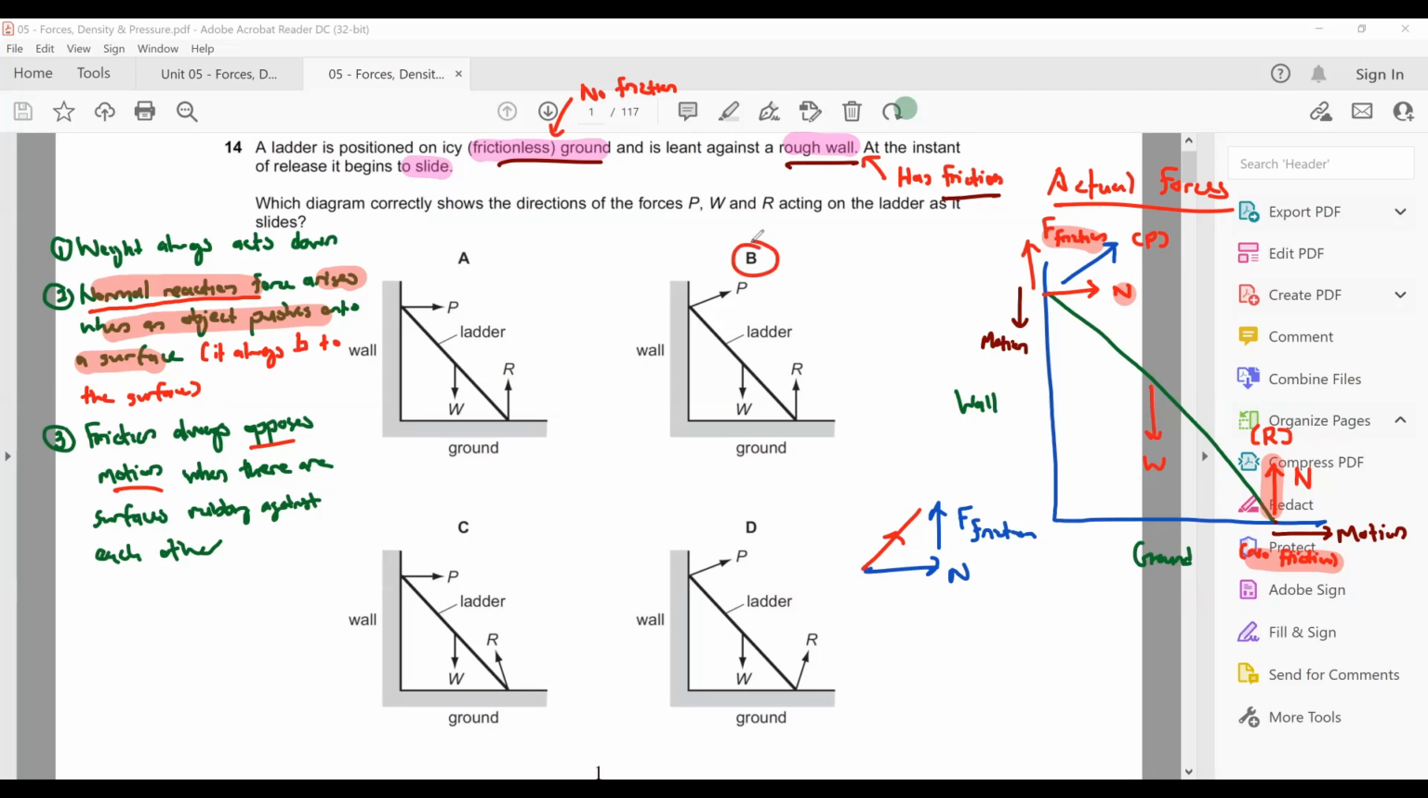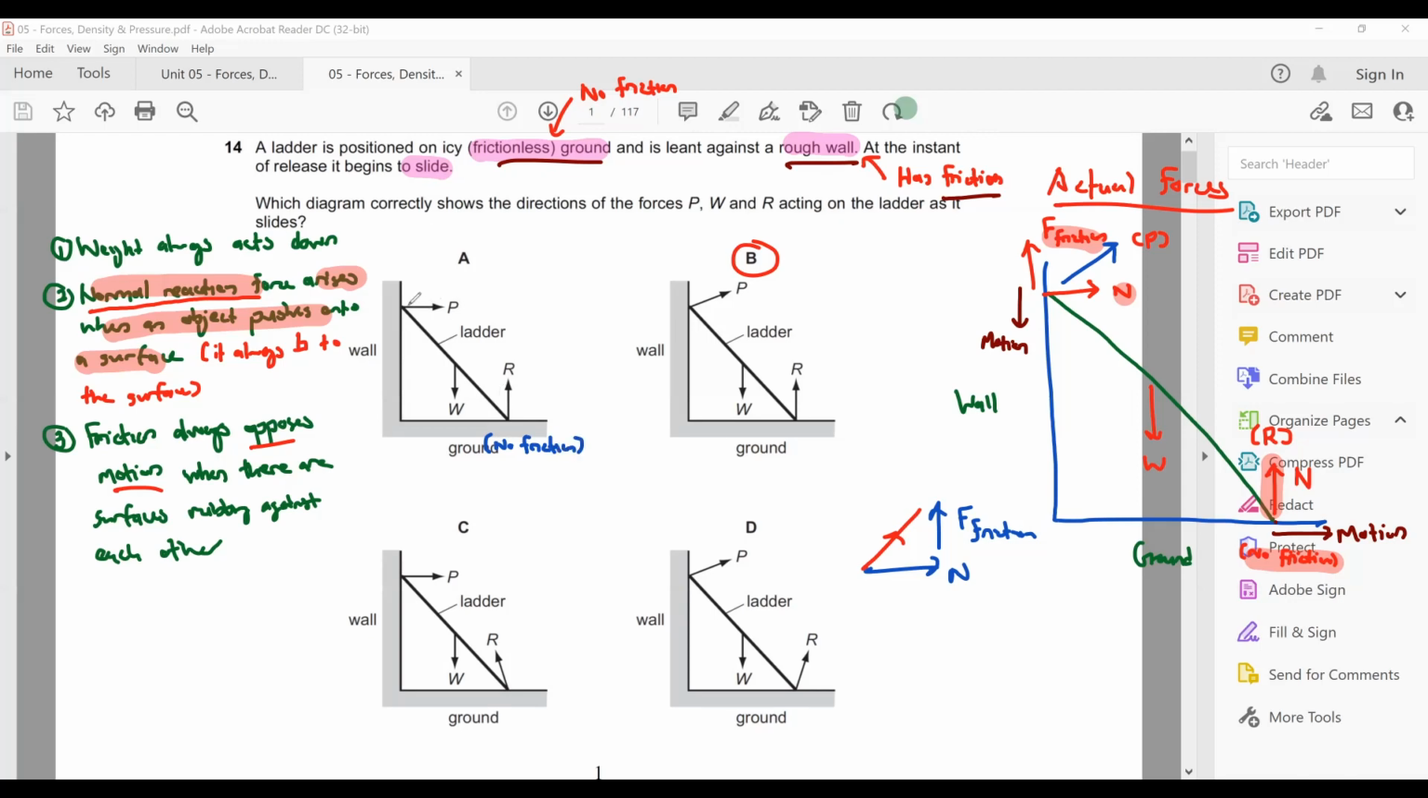Okay, so that's how you would do this question. You have to identify the forces one by one and then see how they are. Okay, so for this one, what about the answer choices A, C, and D? I can actually just elaborate a little to you. Okay, now for A, R is like this. I know that this one has no friction.